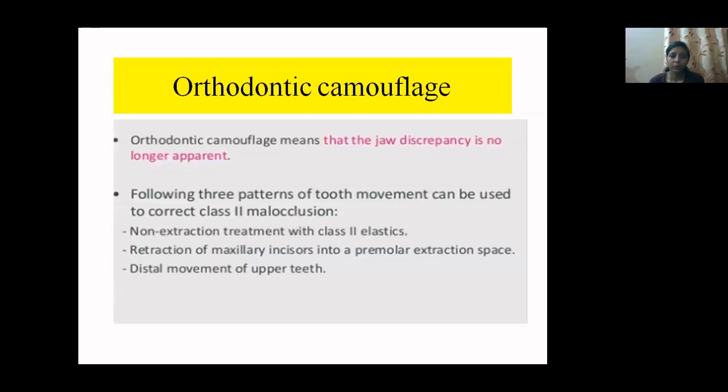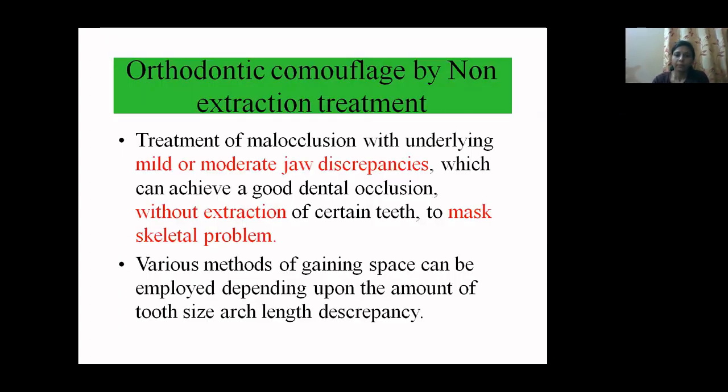Camouflage means that the jaw discrepancy is no longer apparent. Three patterns of tooth movement can be used: non-extraction with class 2 elastics, retraction of maxillary incisors into premolar extraction space, or distal movement of upper teeth as a non-extraction modality. It is the treatment of malocclusion with underlying mild or moderate jaw discrepancies, which can achieve a good dental occlusion without extraction of certain teeth to mask a skeletal problem.